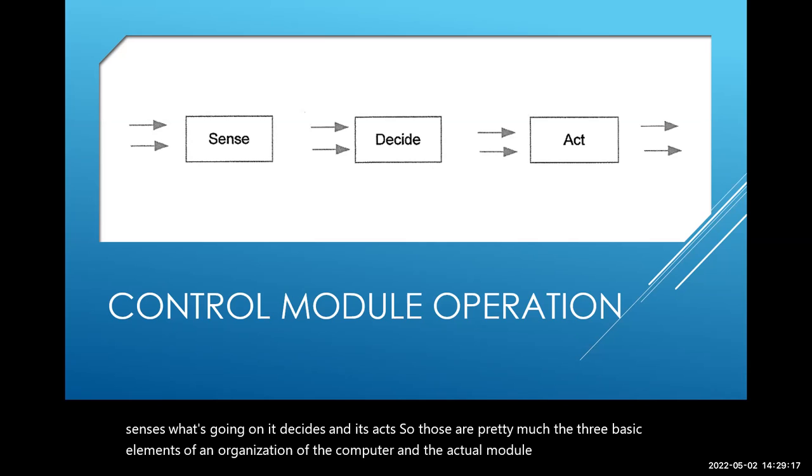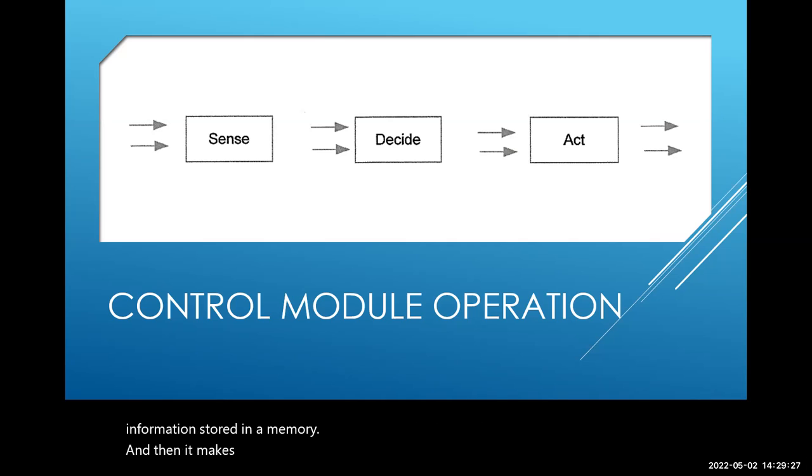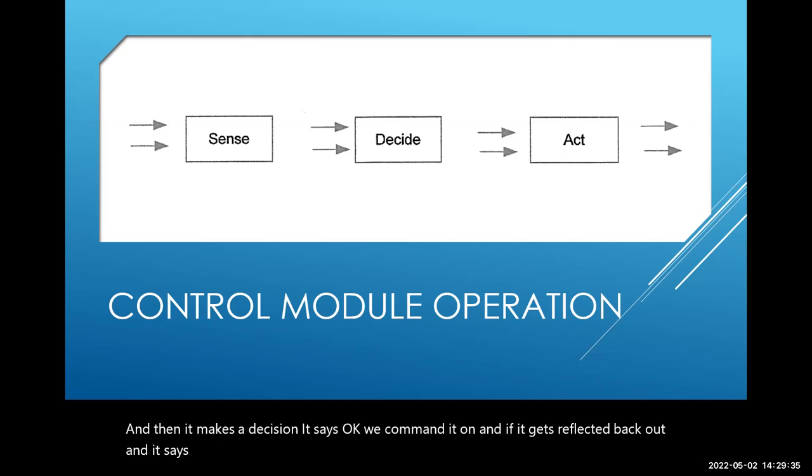So the module receives a number of input signals. It takes these signals and compares them with the information stored in the memory. And then it makes a decision. It says, okay, we command it on. And if it gets feedback and it says, yeah, we commanded it on, but it didn't turn on because I didn't see any changes going on, then it could actually flag a BCM code.